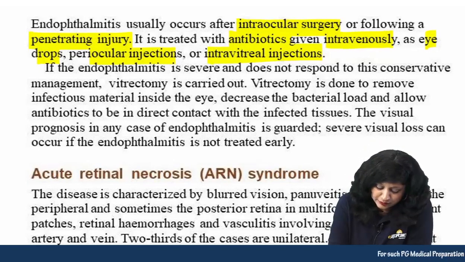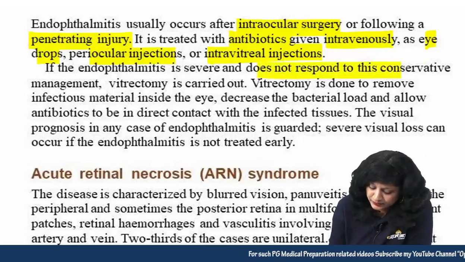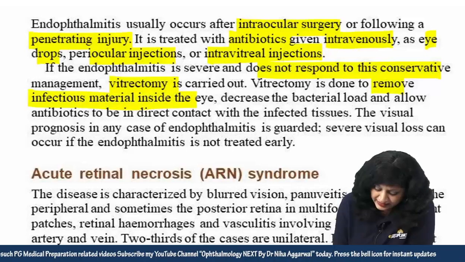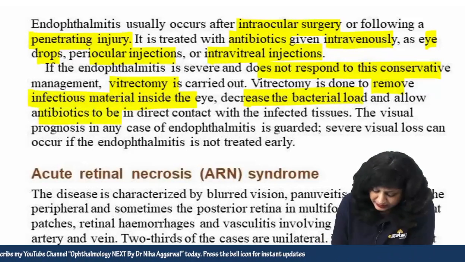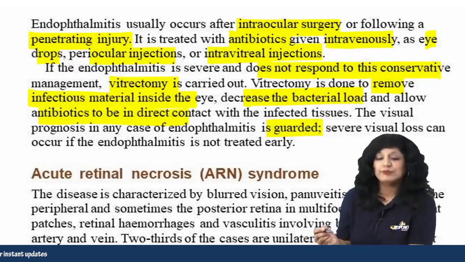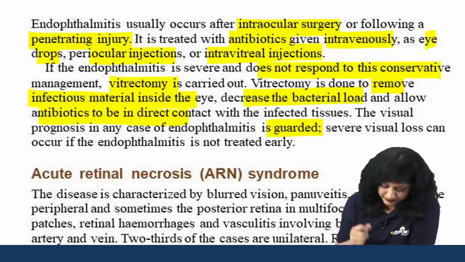In the end, if the endophthalmitis is severe and not responding, then you have to do a vitrectomy to remove the infectious material inside the eye, decrease the bacterial load, and allow the antibiotics to go in. Visual prognosis is always guarded if endophthalmitis occurs.